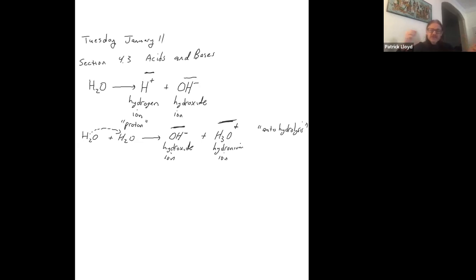Auto means with the same, and hydrolysis means reaction with water. So really what it's saying is water is reacting with itself, right? And so you get these two ions. These two ions, you should know them. OH negative is the hydroxide ion. H3O plus is the hydronium ion. And that leads us into one way of thinking about what acids and bases are.